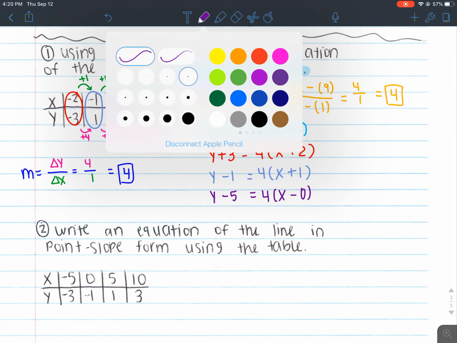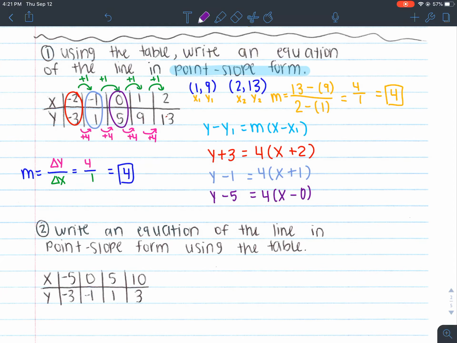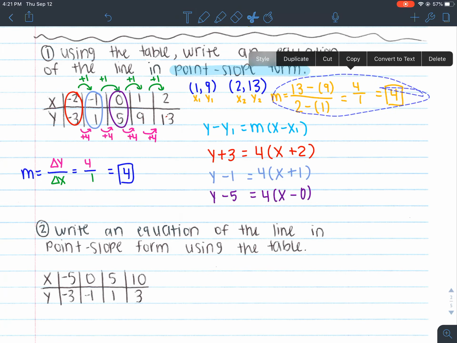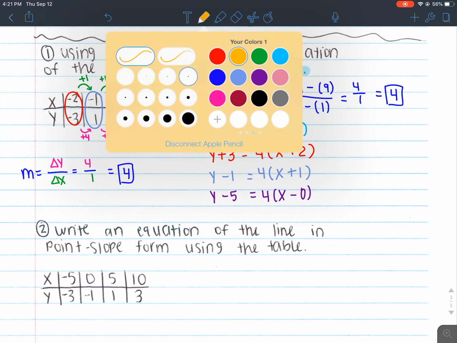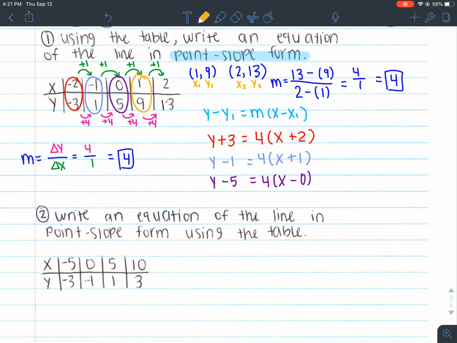Next color I will use, let's see, I already used orange. Maybe I'll change this to a different color. Make it blue? Yeah. All right, so now I'm going to make this orange, so 1, 9. So this would be y minus 9, because it's my y value, 4, and then x minus 1. That's also the answer.